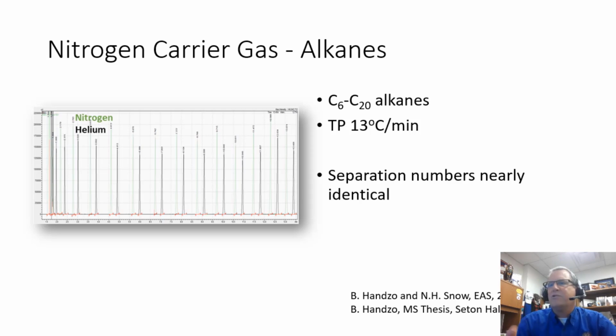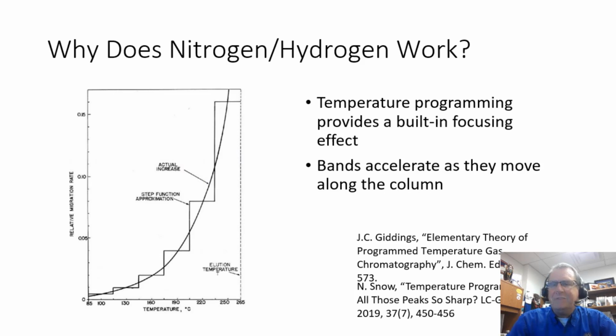Again, same thing, nitrogen, helium, hydrogen. One thing you're probably not going to sacrifice is performance. Hydrogen probably won't perform as well as advertised, because that Van Deemter plot was isothermal, and Giddings back in the 1960s wrote a very nice paper in the Journal of Chemical Education, 1962, volume 39, talking about temperature program GC. Also, my article in LCGC about 2019 talks about how temperature programming really works as kind of a step function.